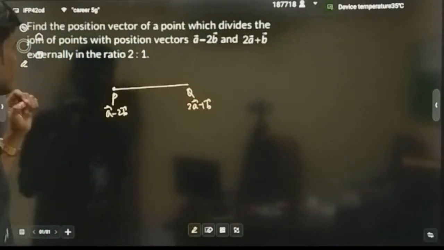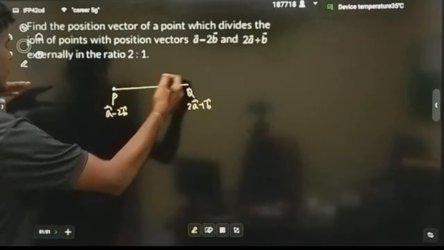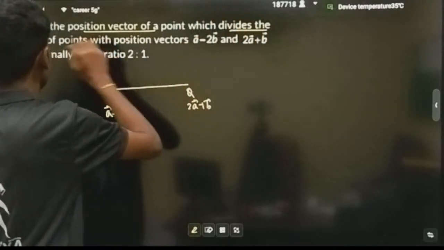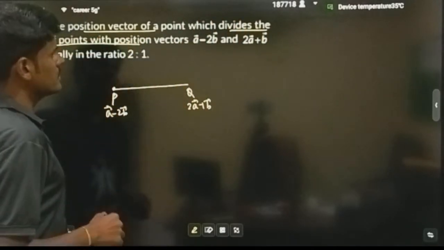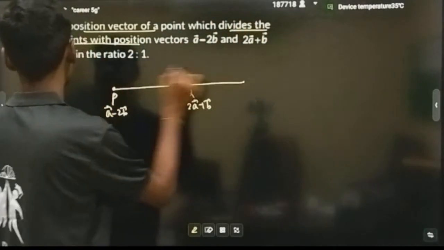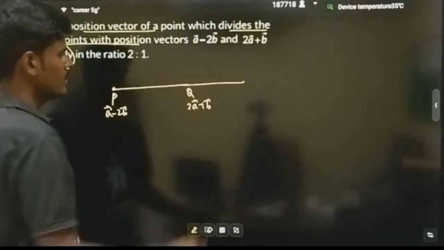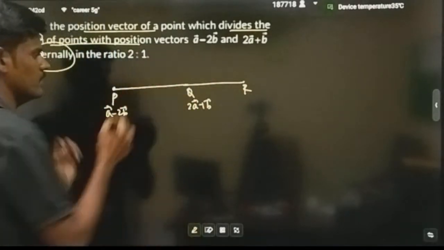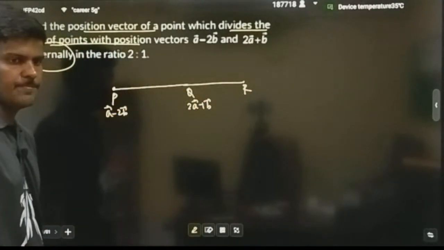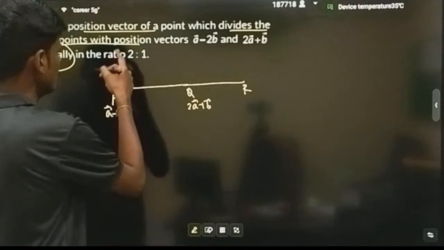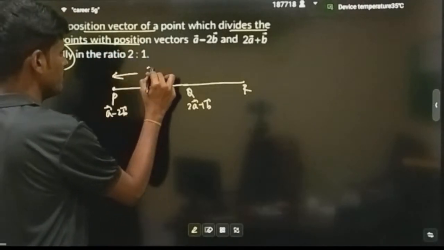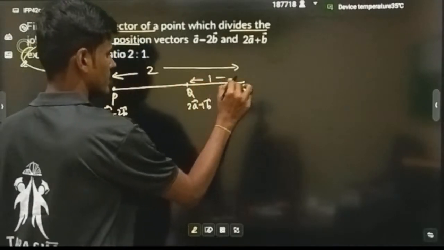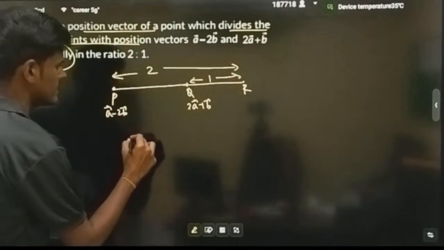Okay, sir. Next, what is given? This line is divided, PQ is divided, position vector of a point which divides the line joining the points with position vectors externally. This is the keyword, externally. So that means let this point R divides PQ externally. So point R lies outside PQ. And what is the ratio? 2:1. So from P up to R is 2 parts and from Q it is 1 part. Okay, sir. Now what is the answer?